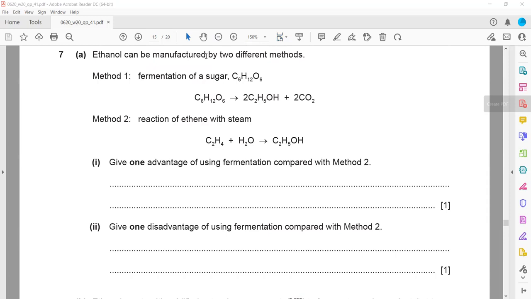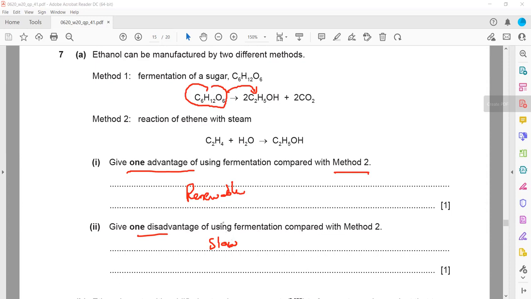Give one advantage of using fermentation compared to method 2. One advantage is that the raw materials we are using are renewable or sustainable, because you can grow the plant and obtain the sugar and use it to manufacture alcohol. It is also a cheap process. One disadvantage of using fermentation: it is a very slow process and it is also a batch process.